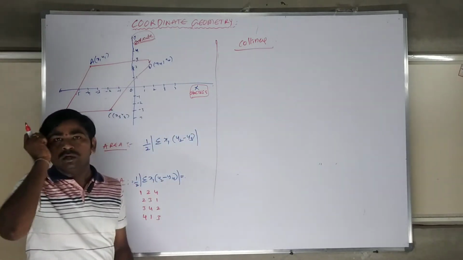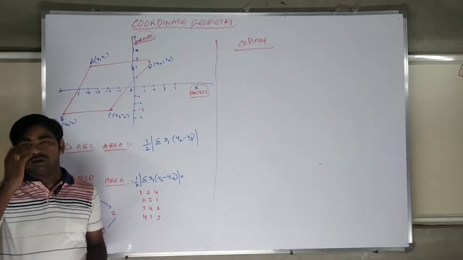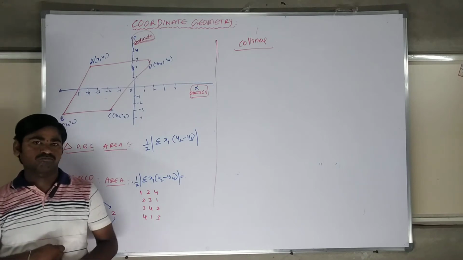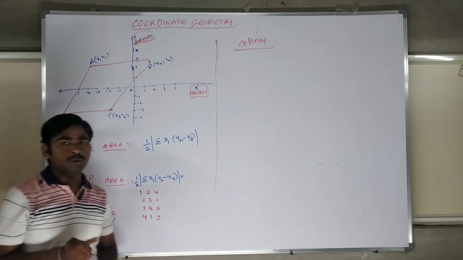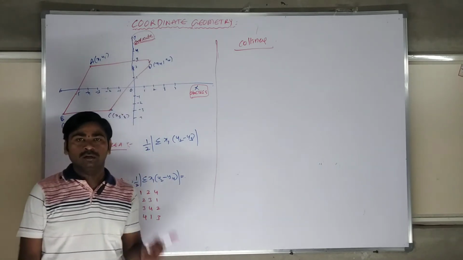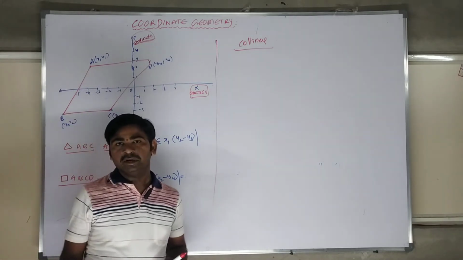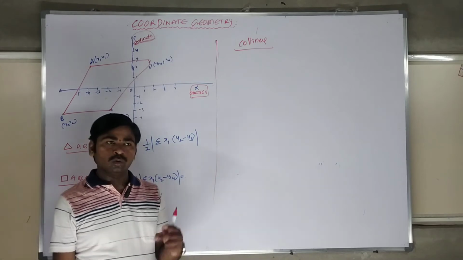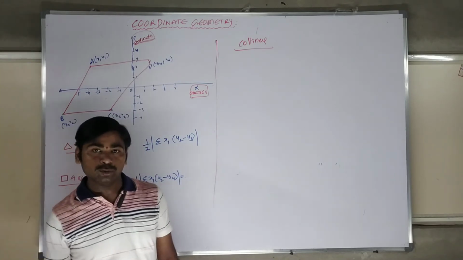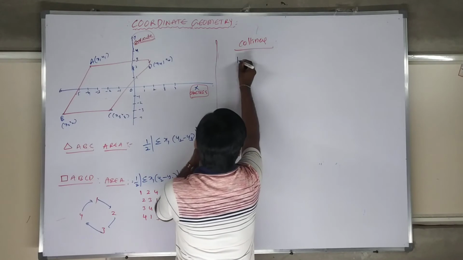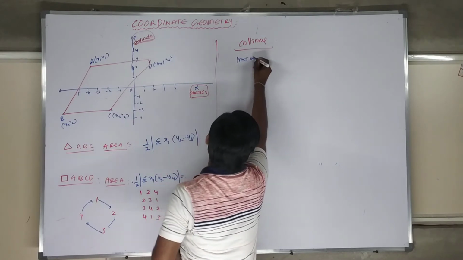What do you understand by collinear? If you have 3 points are collinear, 2 points are collinear, 4 points are collinear. How to understand? Collinear means the points which are making the same slope, or two lines are collinear, lines having the same slope.